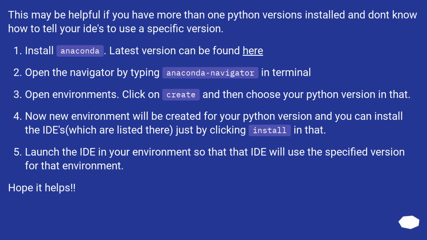This may be helpful if you have more than one Python version installed and don't know how to tell your IDEs to use a specific version. Install Anaconda. Latest version can be found here. Open the navigator by typing Anaconda Navigator in terminal. Open Environments. Click on Create and then choose your Python version in that. Now new environment will be created for your Python version and you can install the IDEs which are listed there, just by clicking Install in that. Launch the IDE in your environment so that IDE will use the specified version for that environment. Hope it helps.